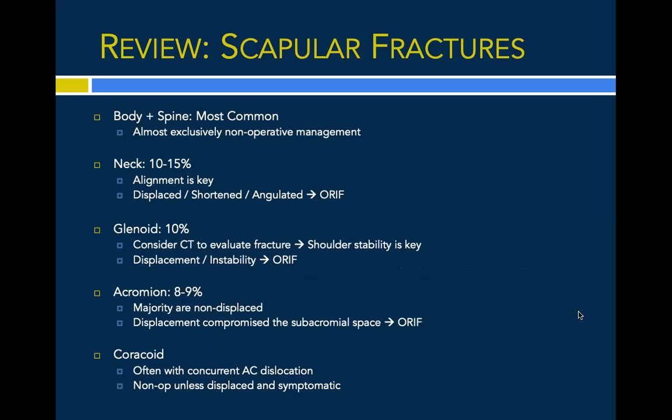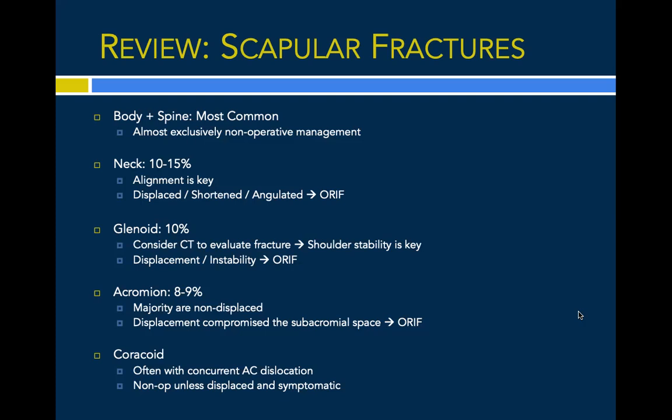Next most common, 10 to 15%, and anatomy is key. If you are displaced, shortened, or angulated, you need surgical intervention. The glenoid is 10%. Again, depending on the fracture pattern, you want to consider the CT to evaluate better. Shoulder stability is key. And remember, 25% of the glenoid surface is that magic number. If there is displacement greater than 5 millimeters of the articular surface, which you need a CT scan to calculate, or instability of the humeral head, which is greater than 25% of that glenoid surface, then it needs a surgery.